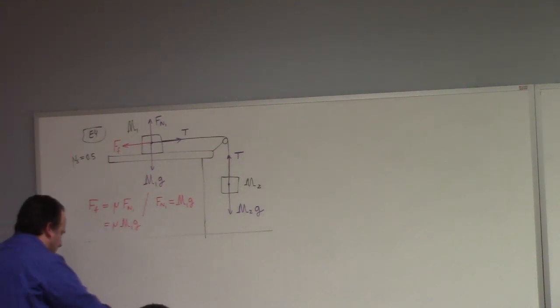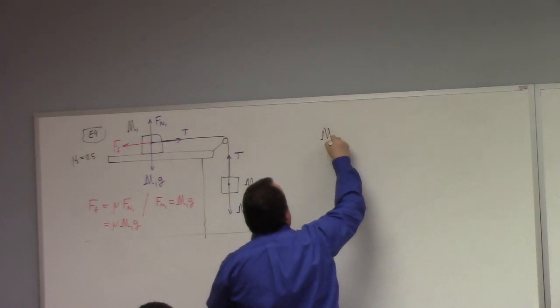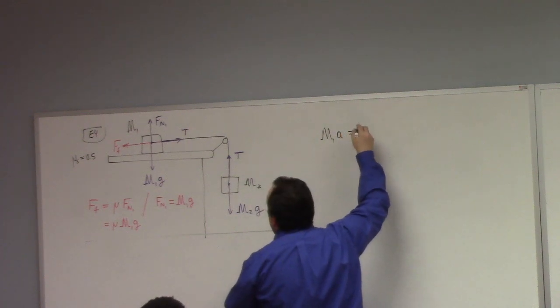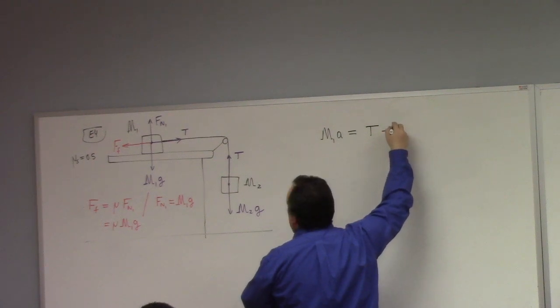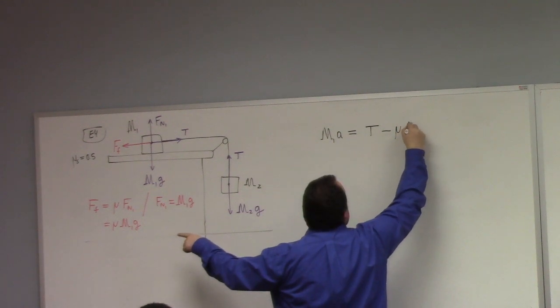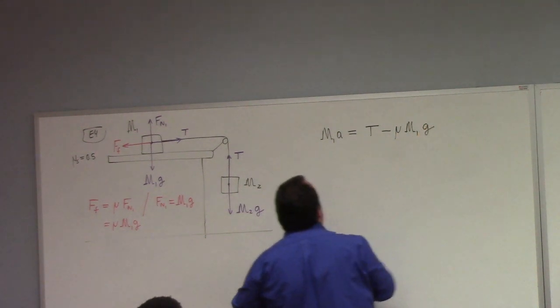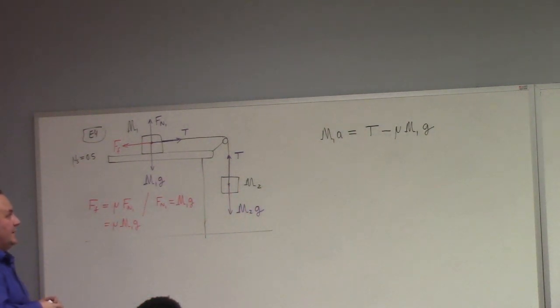All right, so let's write down Newton's laws. On m1, we have m1a is equal to the tension force minus the force of friction. But what was the force of friction? It was mu m1g. And that's the maximum force of friction, right? Assuming mu is the static one. And then what's Newton's law on m2?